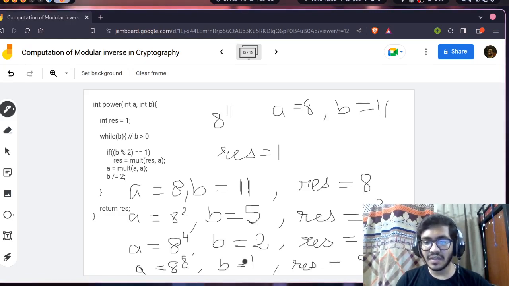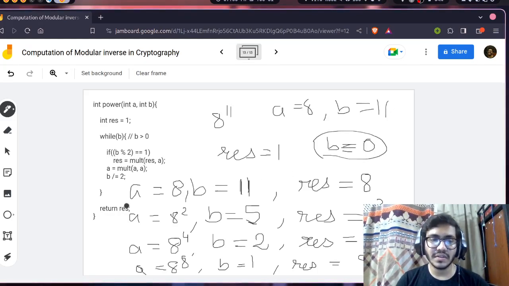And again after B you do B by equal to 2, B becomes 0, and you come out of the loop, right? And what you return is the result. And if you can see, it is 8 raised to the power 11, right? And how many iterations did we take? We just took 4 iterations, right?